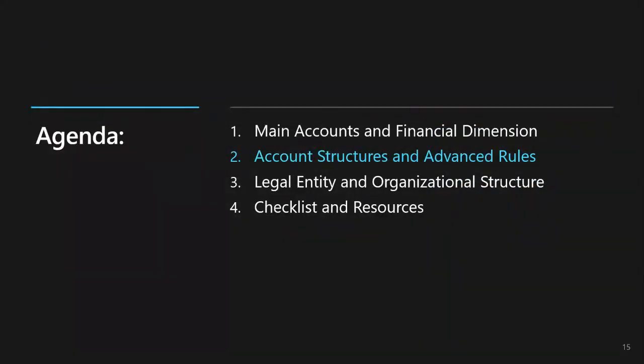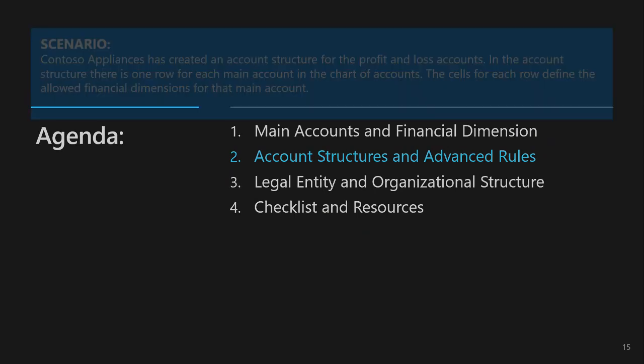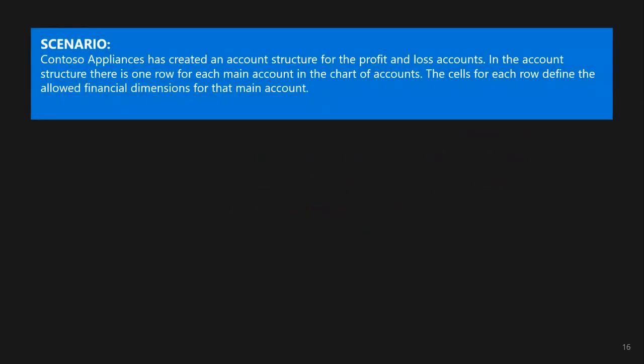All right. Well, we're going to switch gears, and the next set of stories are all going to be about account structures and advanced rules. Drum roll. Contoso Appliances has created an account structure for the profit and loss accounts. In the account structure, there is one row for each main account in the chart of accounts. The cells for each row define the allowed financial dimensions for that main account. And so I'll give you that they probably don't have 10,000 main accounts, but what do you think?